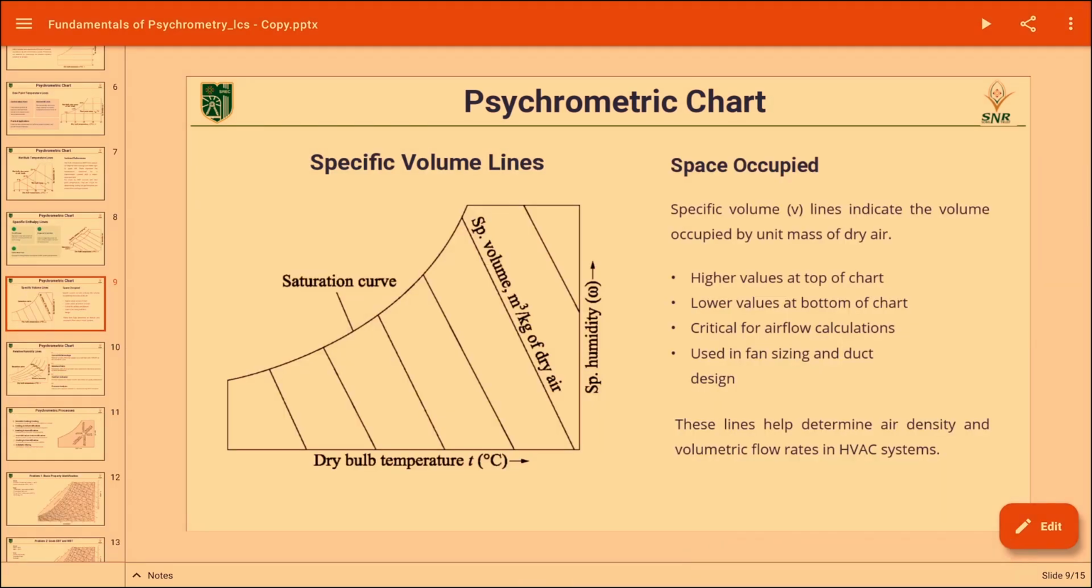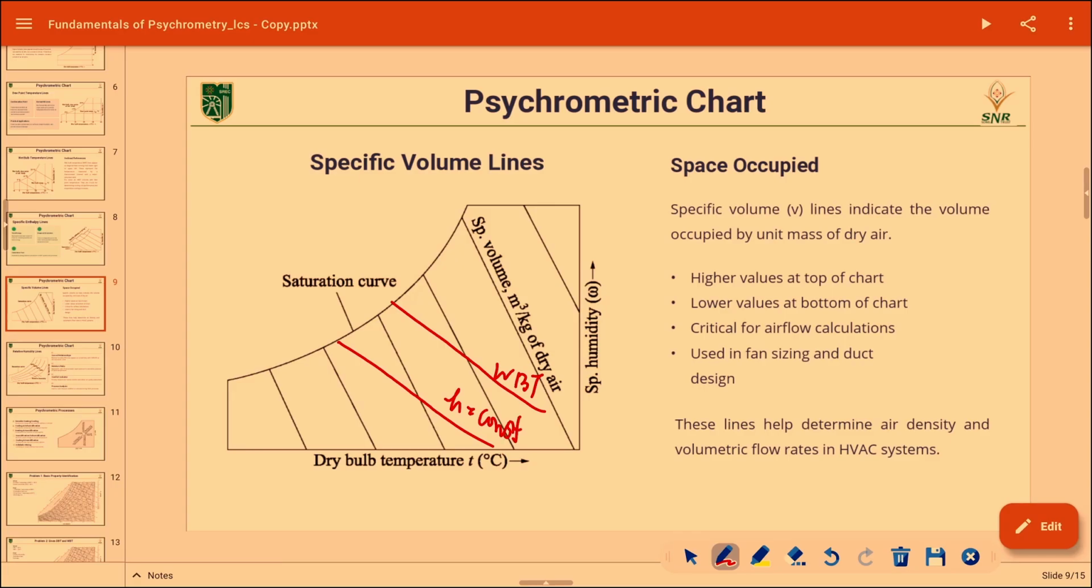Specific volume lines, constant specific volume lines. So unlike constant enthalpy and wet bulb temperature lines, we have one more thing called constant specific volume lines. The inclination of this line is slightly more than the constant wet bulb temperature line. Constant wet bulb temperature and enthalpy lines overlap each other, and this will be like this, right? These are WBT and constant enthalpy lines, both are same, and this is specific volume lines, right?